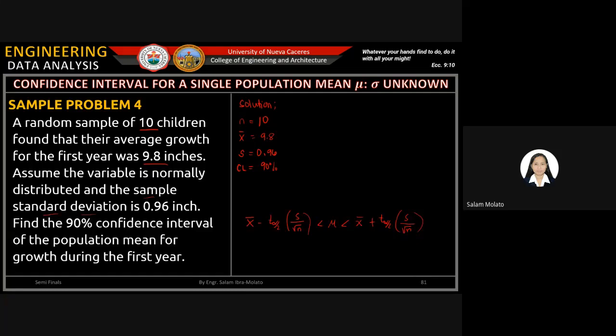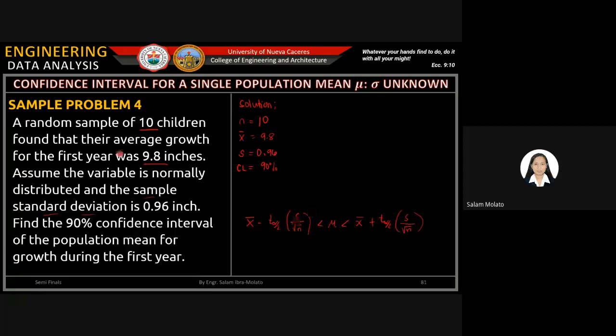Okay. So, we need bar X. We already have that. Tama. We need bar X. Meron tayong bar X. We have S. We already have S. We have N. We have N. The only missing is the T sub alpha over 2. So how to identify that?